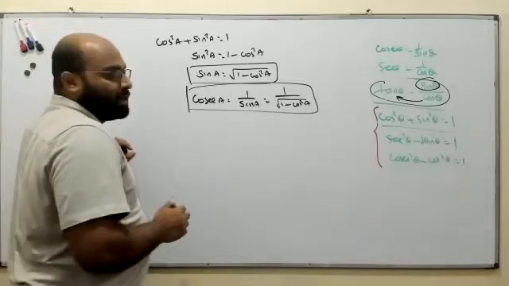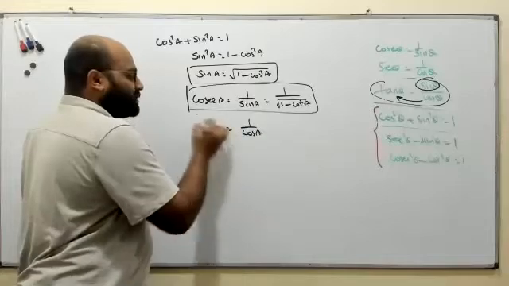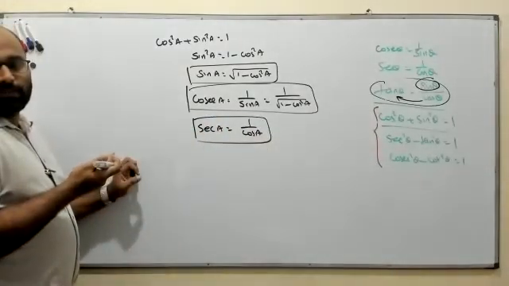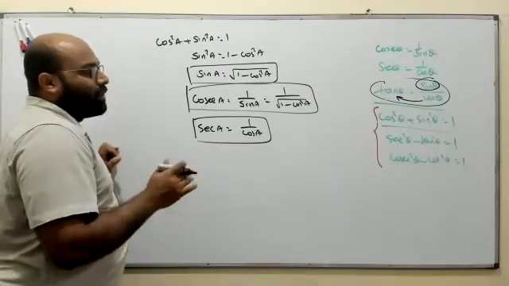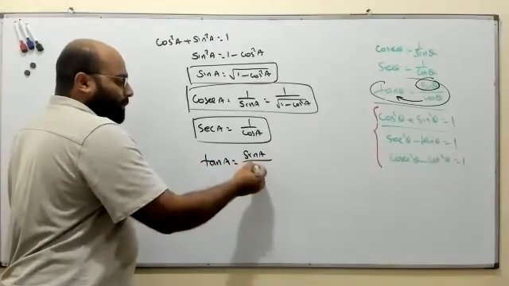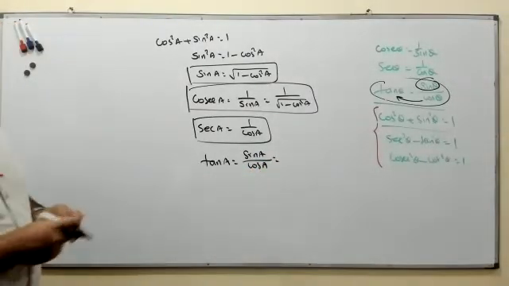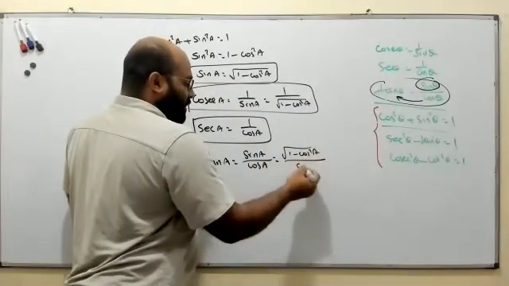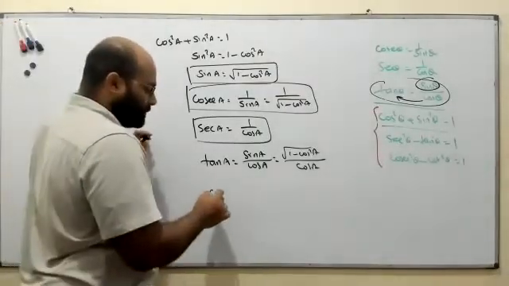Next is sec. Sec is the reciprocal of cos, nothing else to do, that much only. Next, we want to find tan A. Tan is sin A by cos A. Sin A we already found, root of 1 minus cos square A, divided by cos A. So tan also we got in terms of cos A.